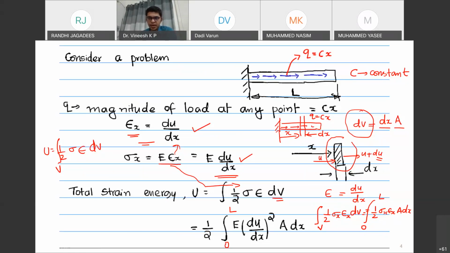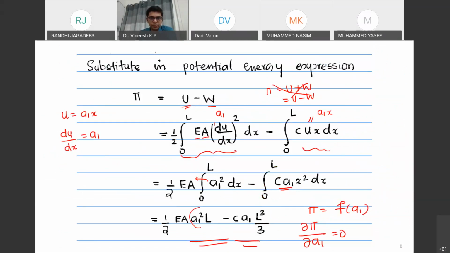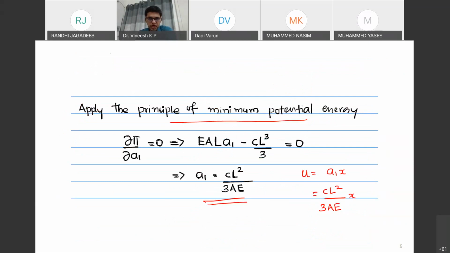The important thing is that whichever function you take has to satisfy the boundary condition. Then you can substitute the displacement and the differential of displacement in the potential energy expression, and you will get an expression for the potential energy. If you are able to apply the principle of potential energy, then you are going to get the solution. So this is what we did in the last class.